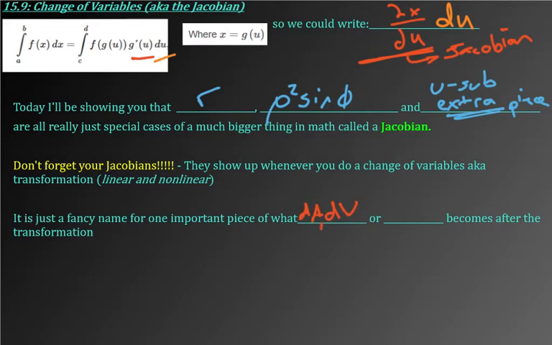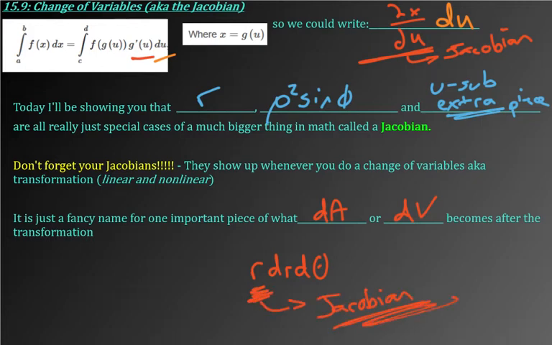Oops, I just realized I gave myself 2 spots. I meant to say what dA or dV become after the transformation. Like when we do polar, we have that r dr d theta. This is a Jacobian. It's going to pop up in this weird determinant thing that I'm going to show you. It's the extra thing that's needed to represent this change of variables correctly.